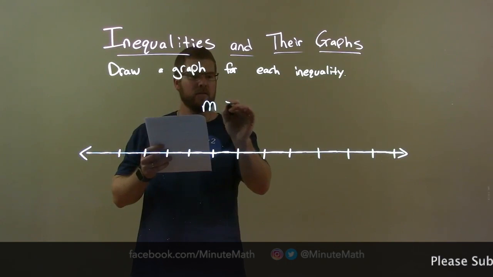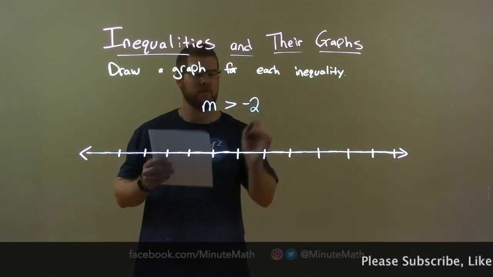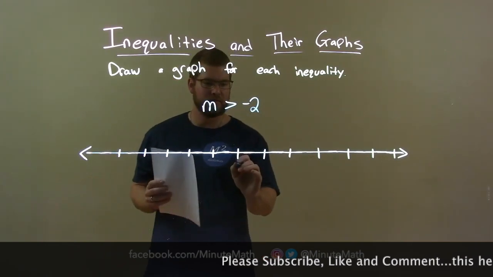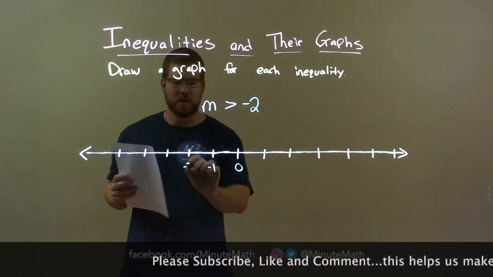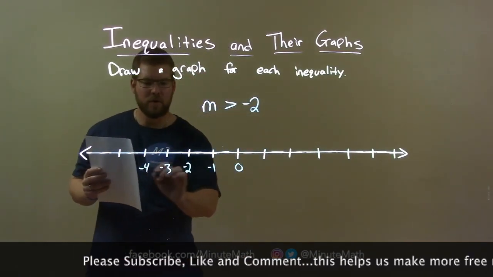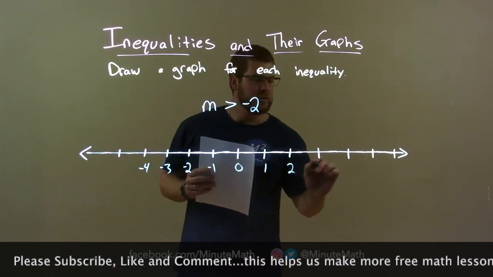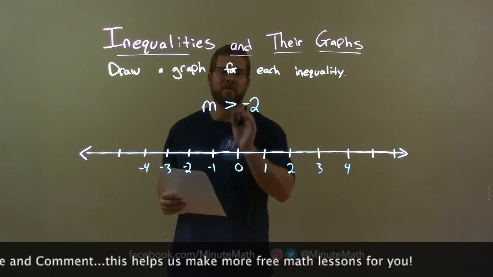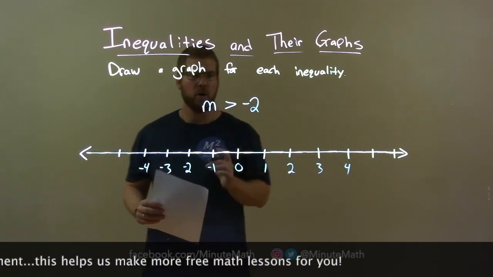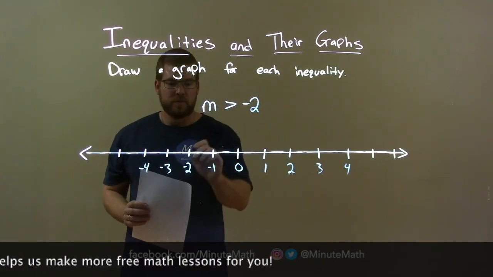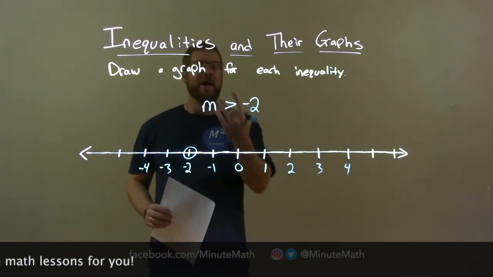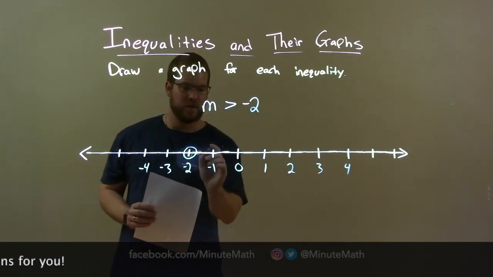M is greater than -2. Well, first thing I want to get my graph here. So let's say here we have 0, -1, -2, -3, -4, and 1, 2, 3, and 4. We want to graph m is greater than -2. If it's not equal to, I put an open circle at the value. So -2, open circle. M is greater than -2, so we shade to the right.